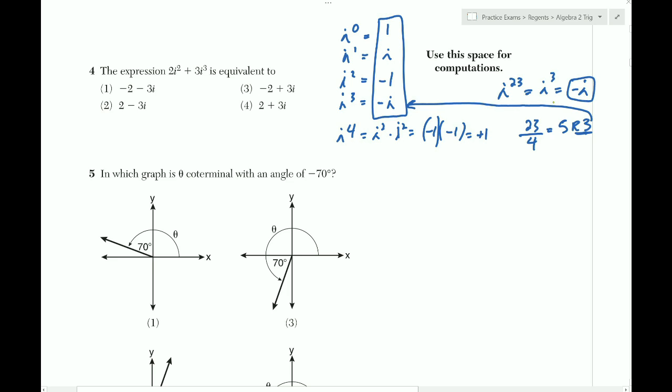So we don't have to worry about that too much. We just have to plug in what we've already found, which is that i squared is negative 1, and that i to the third is negative i.